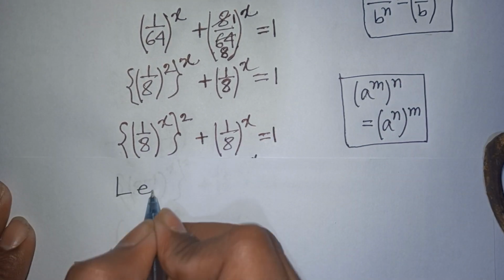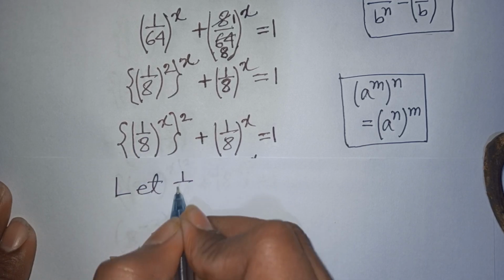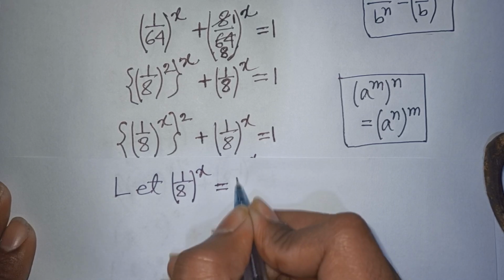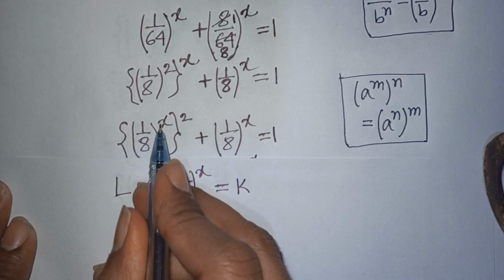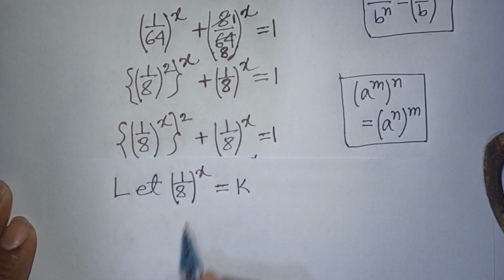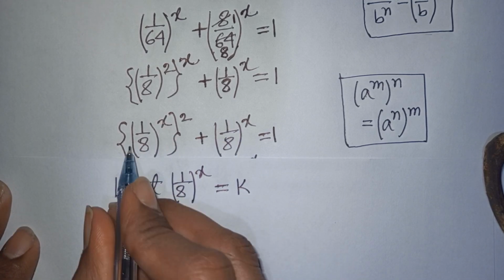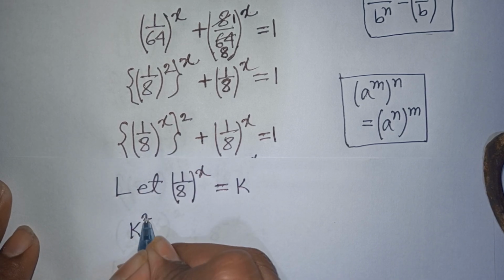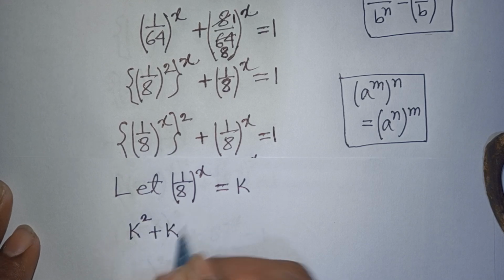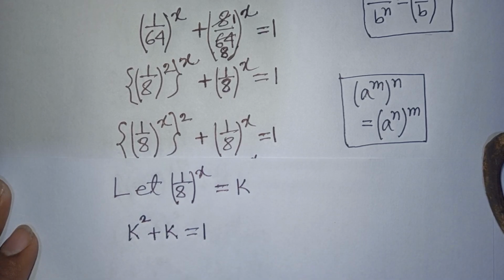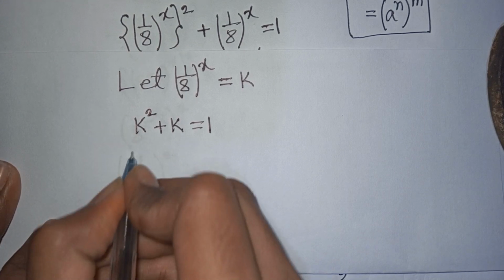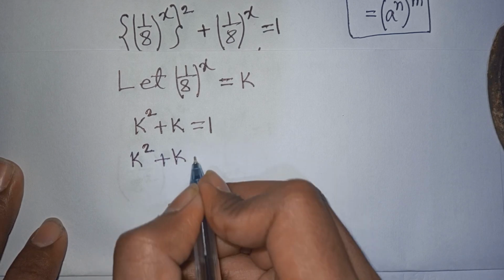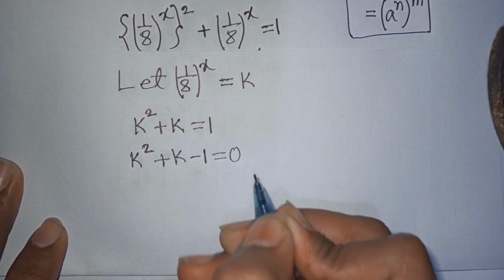Now let 1 over 8 bracket power x be substituted by k. 1 by 8 bracket power x, 1 by 8 bracket power x, both terms are the same. So our equation will be k square plus k is equal to 1. Now we can write here k square plus k, then this plus 1 taken to the left side, so this will be minus 1, then is equal to 0.